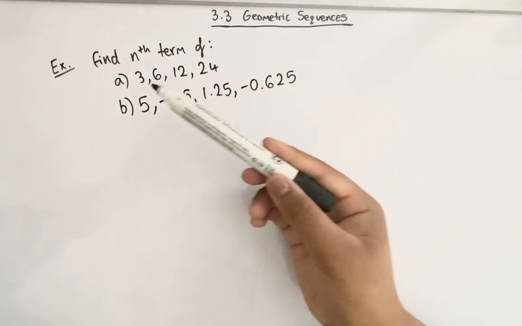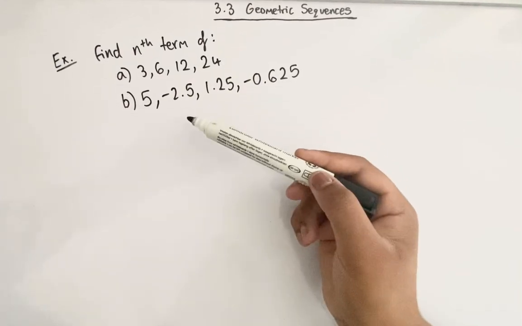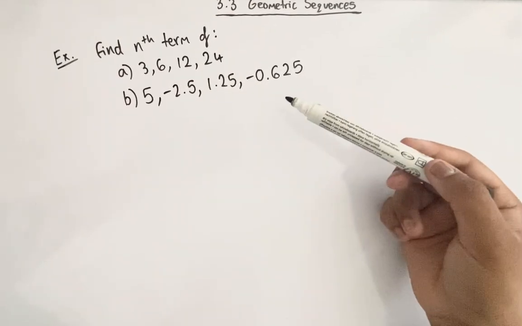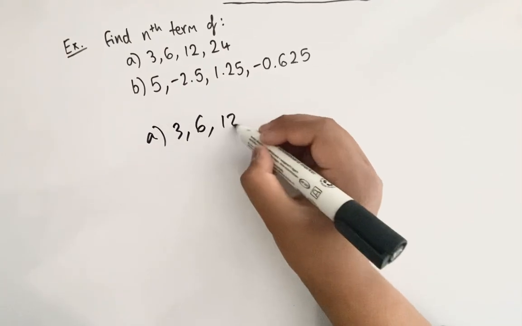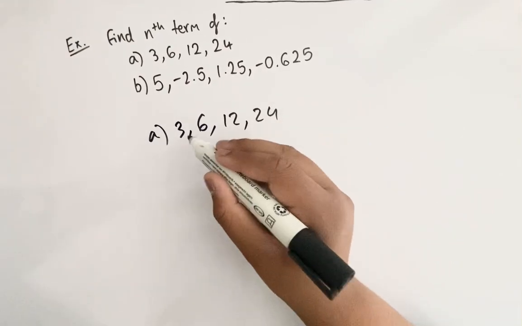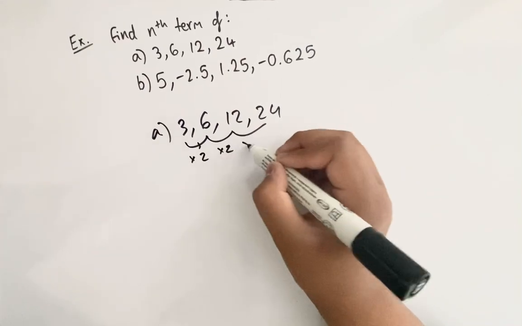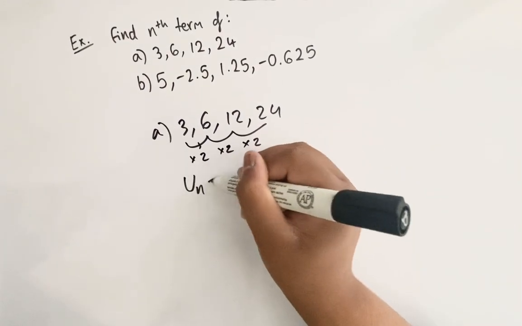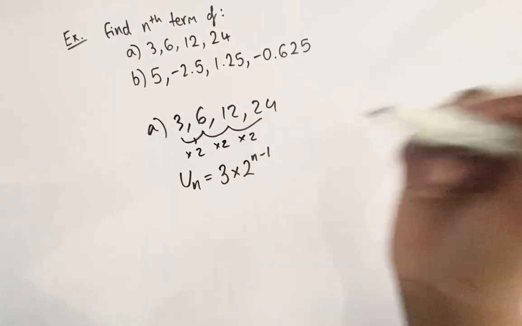Let's do an example. Let's find the nth term of A, 3, 6, 12, and 24, and B, 5, minus 2.5, 1.25, and minus 0.625. For part A, 3, 6, 12, and 24. We see the first term is 3, and we're multiplying by 2 every time. So we can say the nth term, using the formula, is 3 times 2 to the n minus 1.